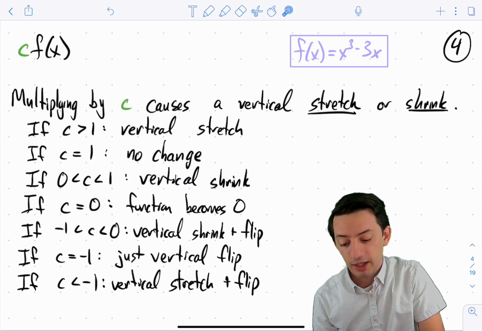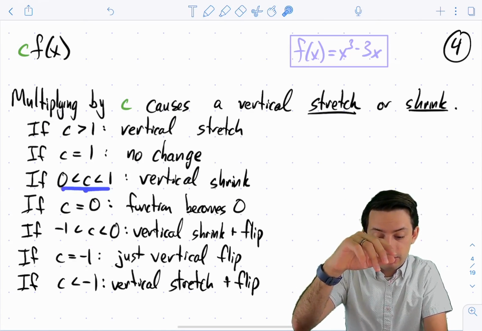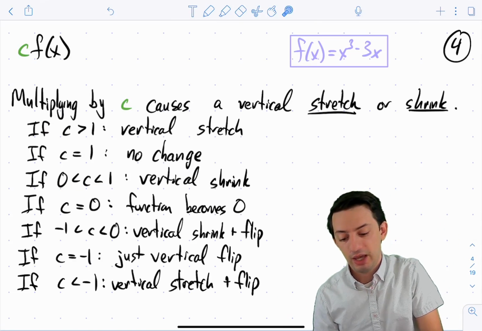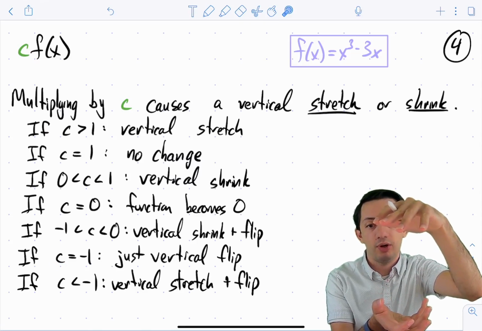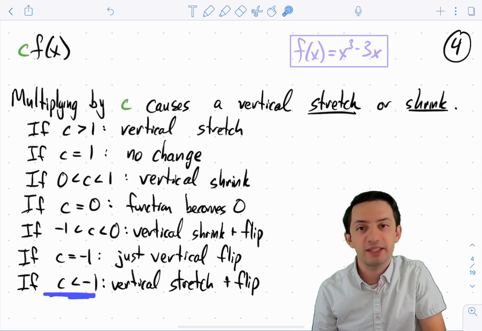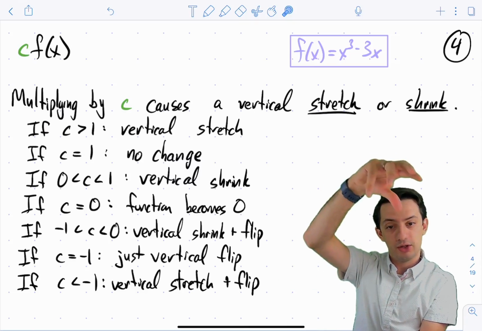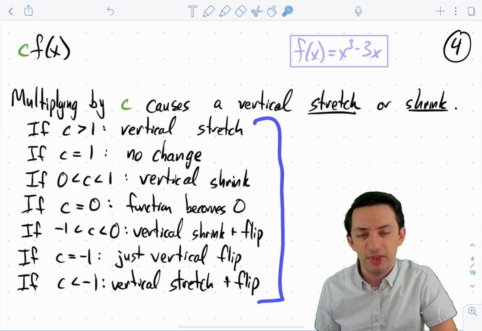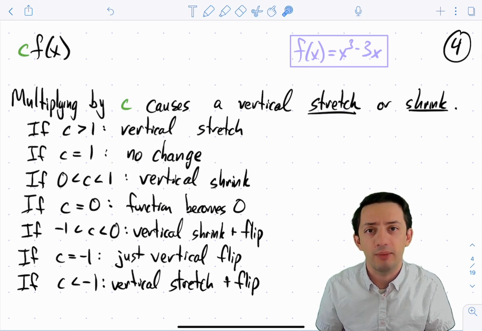So if you're between -1 and 0, you still have a shrink, just like between 0 and 1, you have a shrink, and you have a flip. If it's exactly -1, if it was +1, nothing happened. If it's -1, there's no stretch or shrink, but you still have a flip. And lastly, if it's less than -1, like -5, you have a big stretch, and then you have a flip. Okay, so even though this looks like a very complicated thing, you've got just the one idea that you're stretching or shrinking, and maybe you're flipping, and just all the different combinations of those.